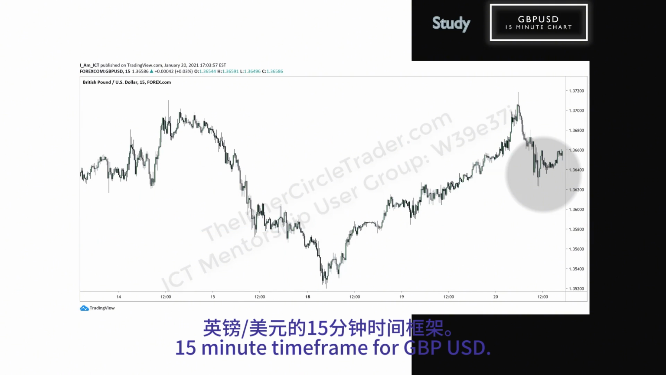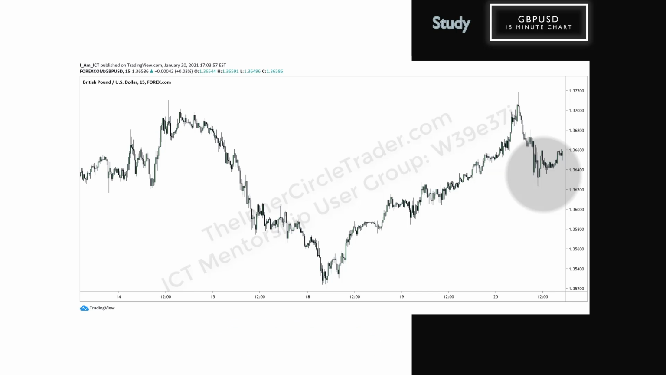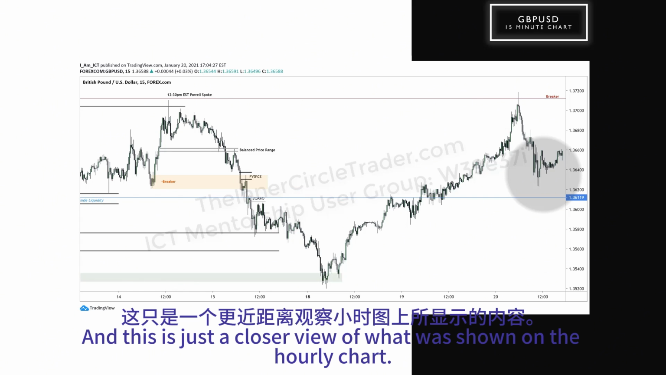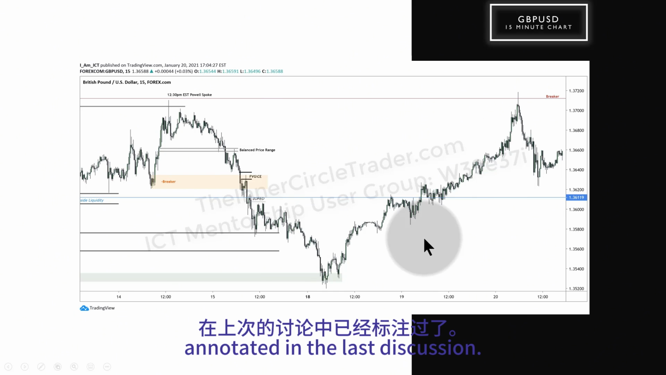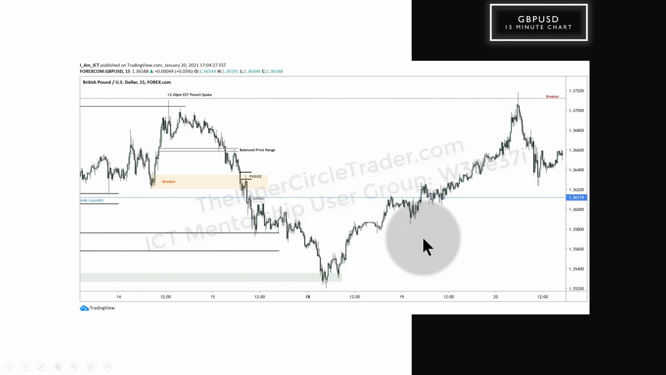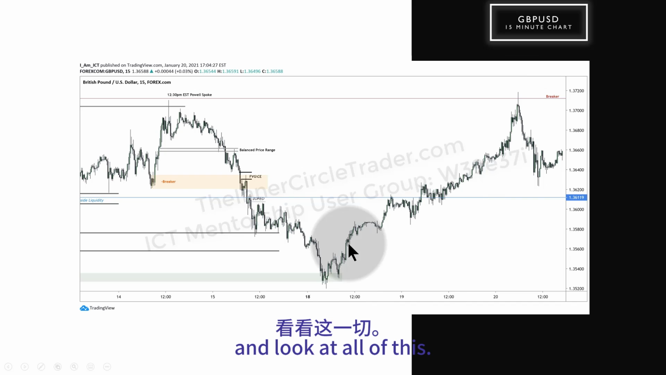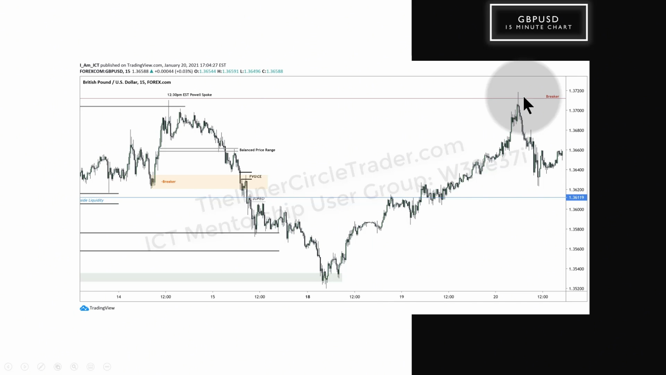Finally, 15-minute time frame for GBP USD. If you're not ready for the annotations, pause the video now. All right, and this is just a closer view of what was shown on the hourly chart. Not too much to speak of. All the PD arrays that were annotated in the last discussion are shown there. There's our fair value gap accumulating. And look at all of this. This is all a straight run into liquidity.